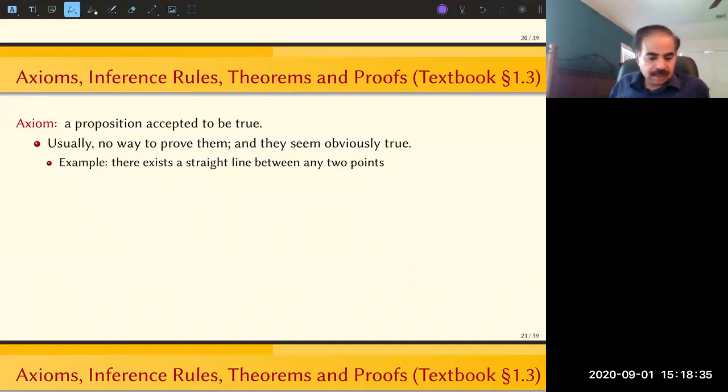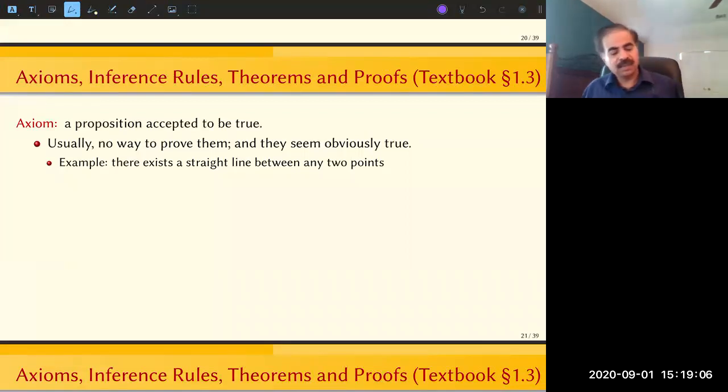talk about a few more concepts. What are axioms, inference rules, theorems, and proofs? Okay, an axiom is a proposition accepted to be true, right? An axiom is an English word that you have heard, and whatever it means to you in English is roughly what it means in math too, right? It's a proposition that's accepted to be true. Very often there's no way to prove them, but it seems so obviously true, right?